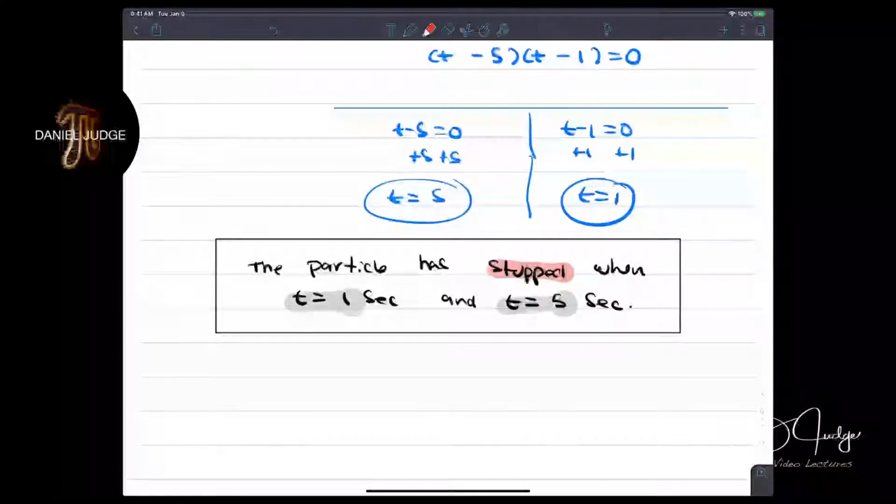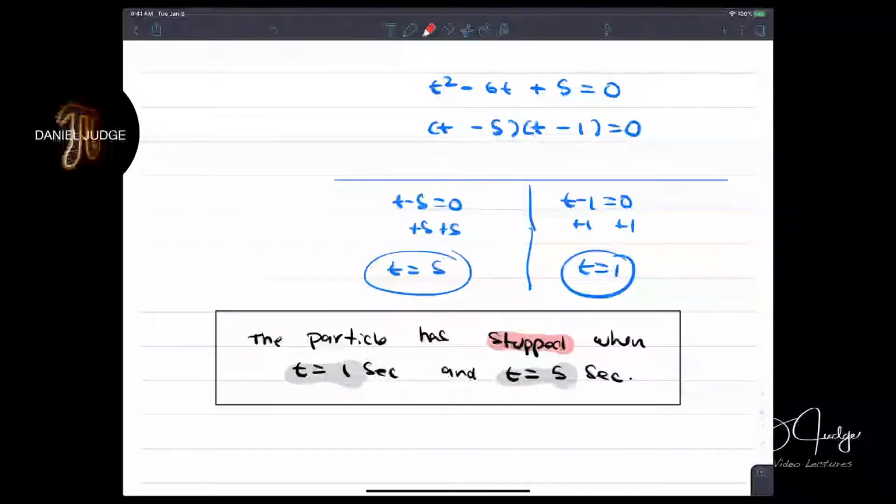Okay, ladies and gentlemen, at t = 1 and t = 5, this is the time when the particle has stopped. Anybody have any questions on this? What do you guys think? Any questions? All right, what do you guys think about that? Seems like you guys are okay.